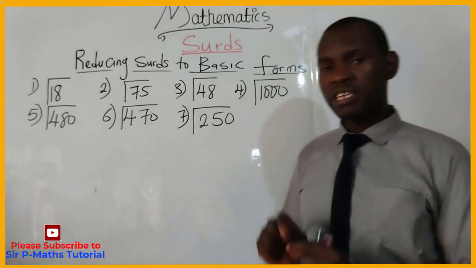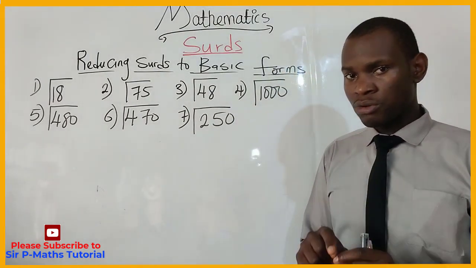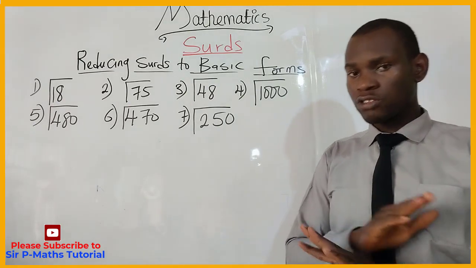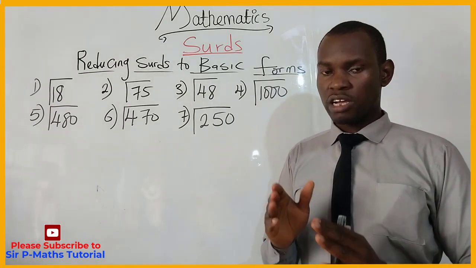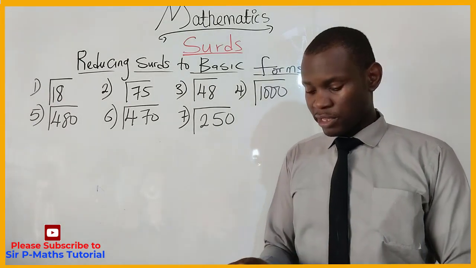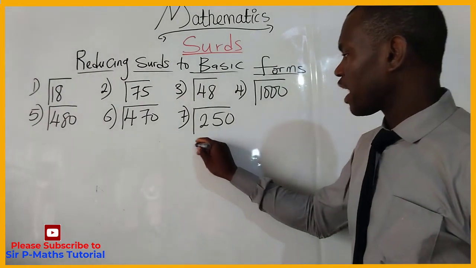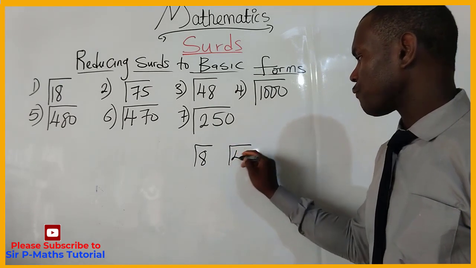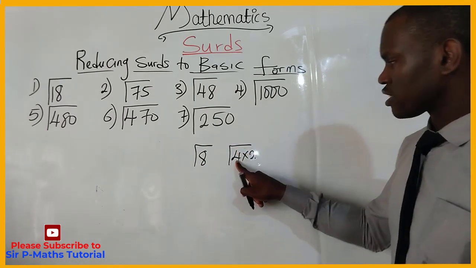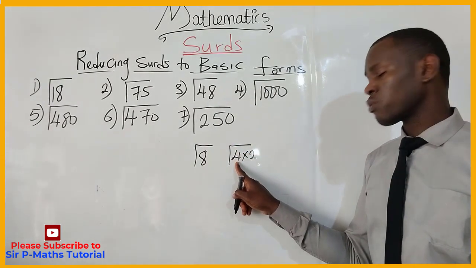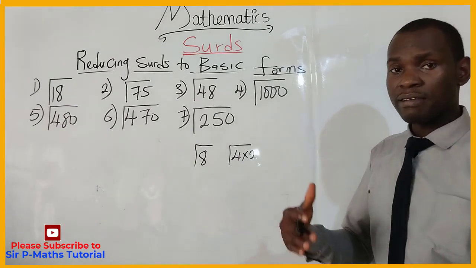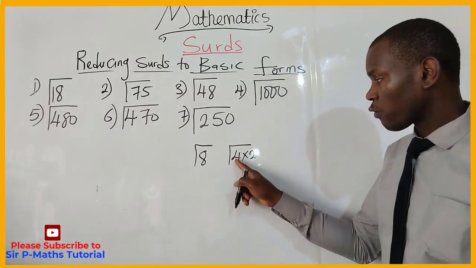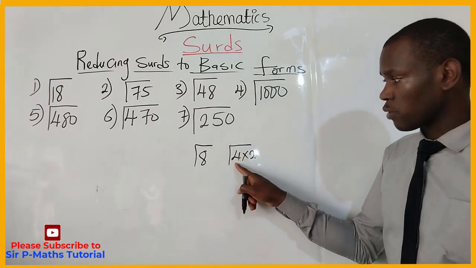Any surd that contains a factor that is a perfect square has not been reduced to its basic form. For an example, I have surd 8. I can split surd 8 as 4 times 2. 4 is a perfect square. Remember that perfect squares are all numbers that have a square root. So 4 has a square root, so it's a perfect square.